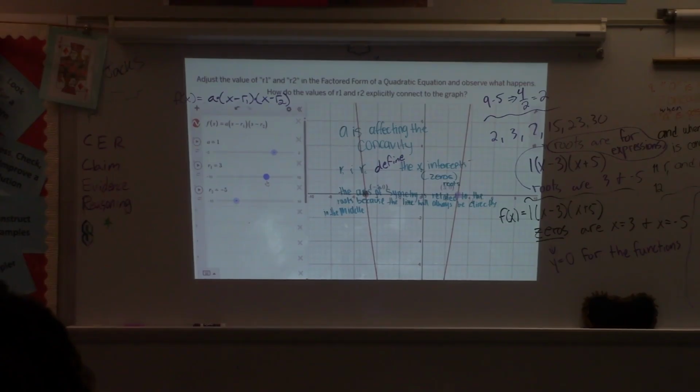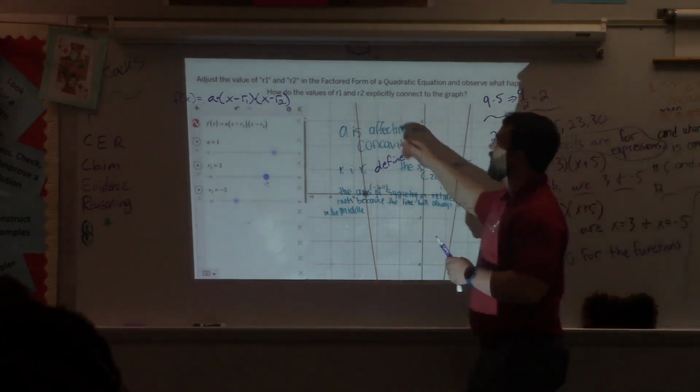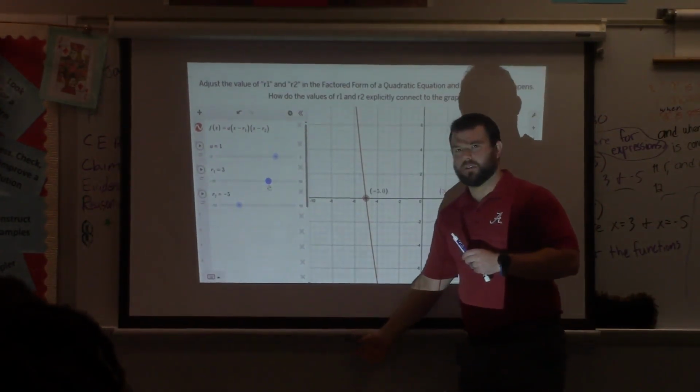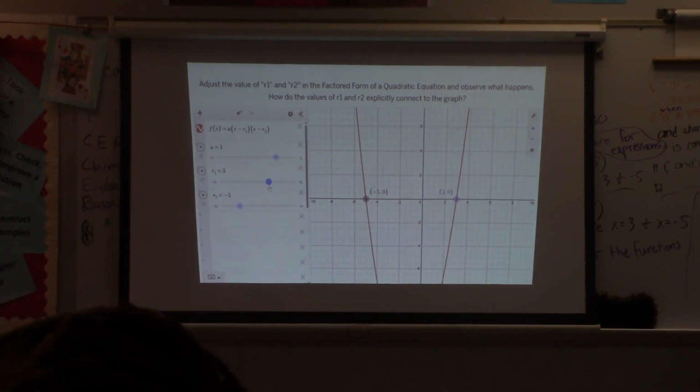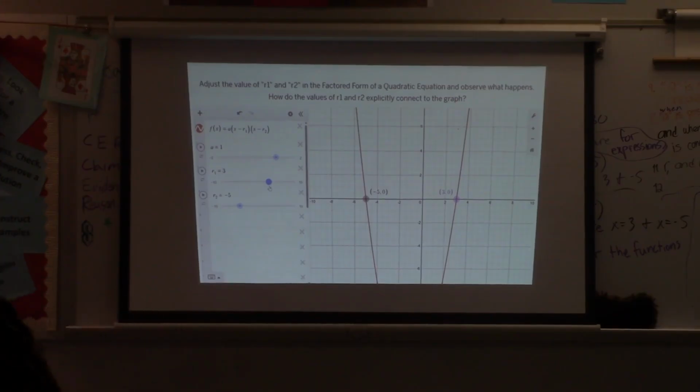But final detail, and this is really important: we still haven't gotten to x-intercepts yet. What does every x-intercept have that we're missing as we're talking about roots and zeros? It's not just 3 and -5. What are the x-intercepts? -5 what? And positive 3. -5 comma 0. Remember, x-intercepts are points. So -5, 0 and 3, 0.